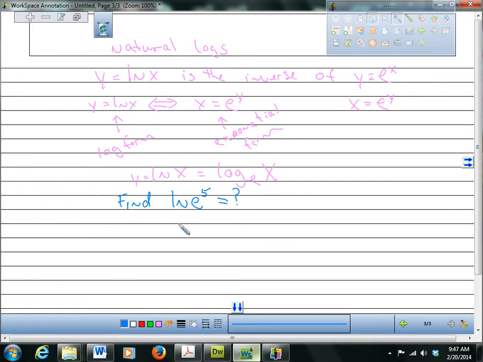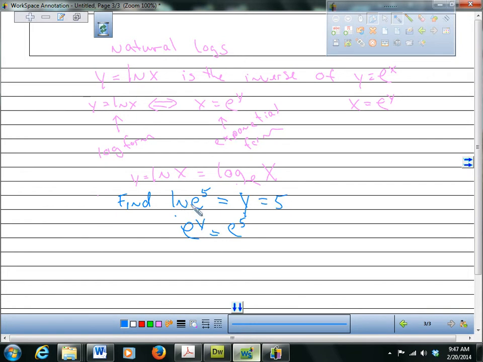So think about it this way. E to what power is equal to e to the 5 power? 5, right? This is what I do. I say, okay, this means e to some power equals this, so I would rewrite it in exponential form. E to the y equals e to the 5. What's y equal to? 5, right? So this equals 5.